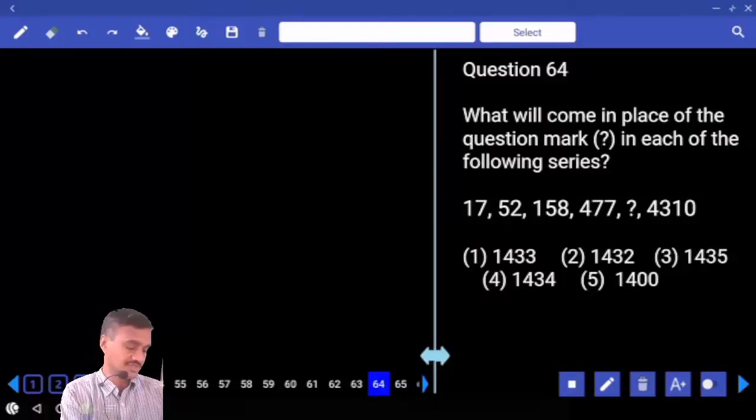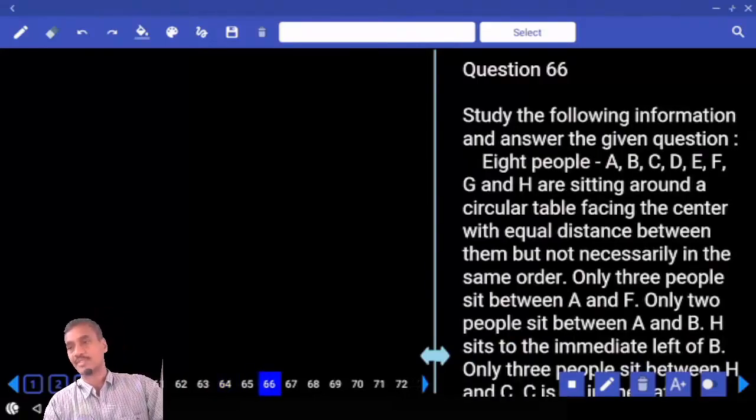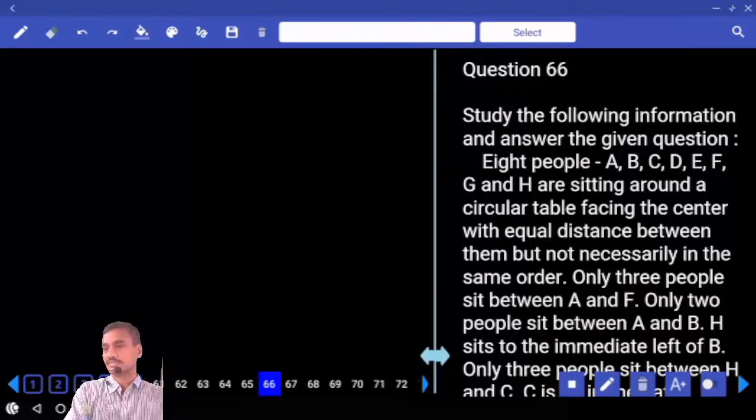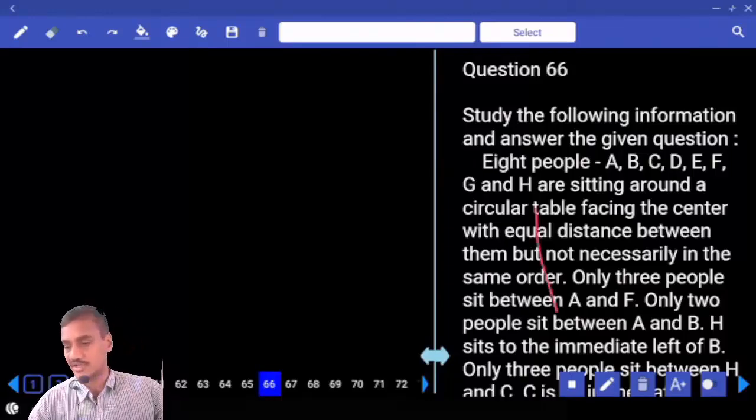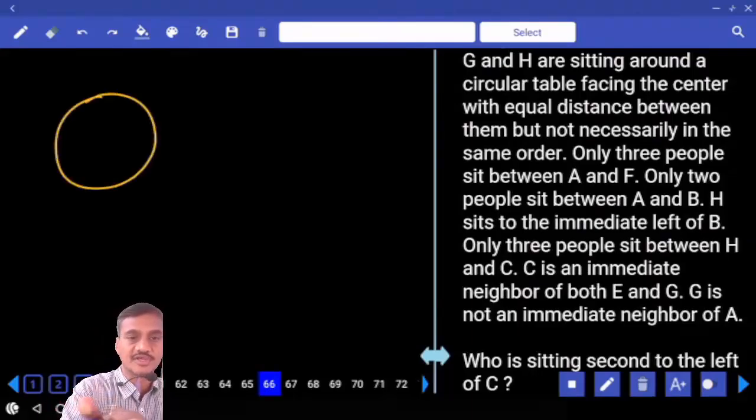Question number 66 onwards. Now 66 to 70 are based on a circular arrangement. How many people do we have? There are 8 people: A, B, C, D, E, F, G and H, seated around a circular table facing towards the center. Facing the center must be the first priority. Hence there are 8 persons.